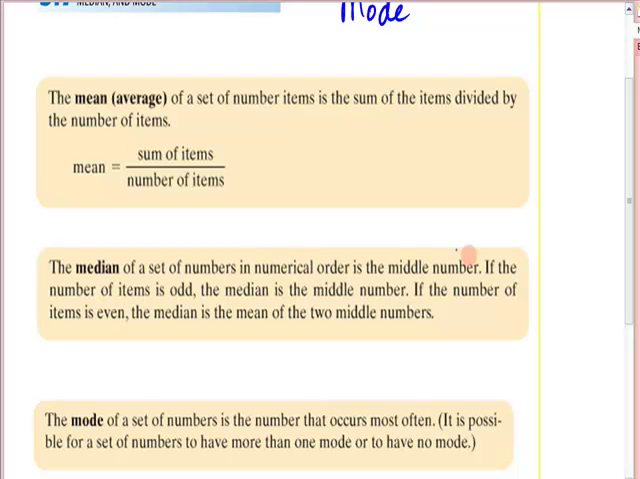It is the middle number. So something that's important, they have to be in order from smallest to largest or largest to smallest. If the number of items in this list is odd, the median is smack dab in the middle. If the number of items is even, the median is the mean, or the average, of the two middle numbers. We'll do samples of those in just a minute.